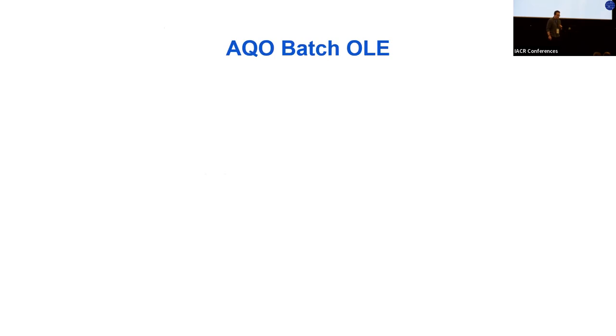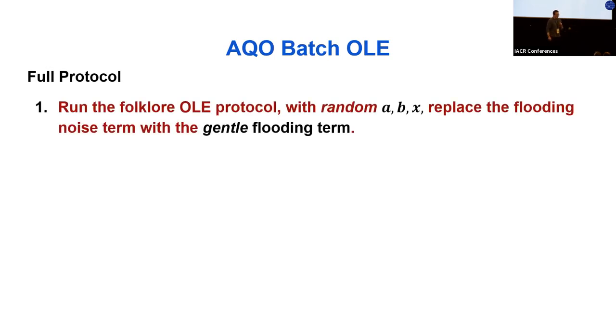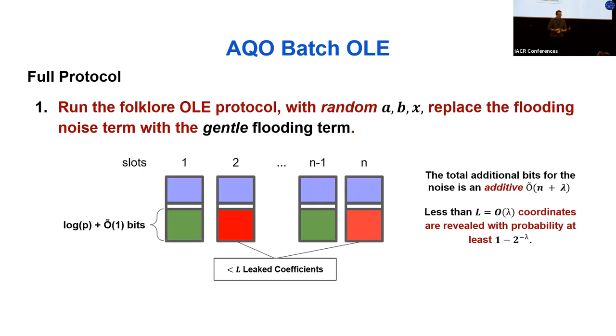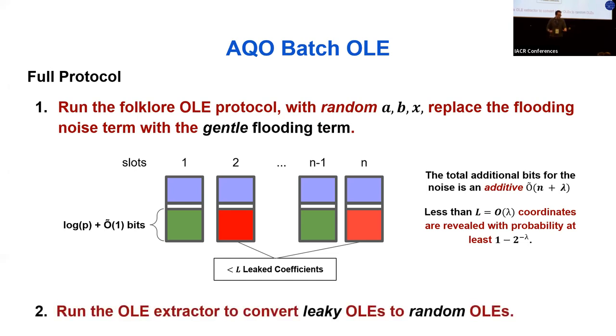Okay, so what's our full AQO batch OLE protocol? We start with the folklore OLE protocol from additively homomorphic encryption, we use a random A, B, and X, and we replace the flooding term with a gentle flooding term. So this will allow us to add only roughly log n extra bits of noise per term. And this will give us a bound on the number of leaked coordinates, call it L. And L is going to be order lambda. So we only have order lambda coordinates leaked with very high probability. And then we can take this leakage bound L and plug it into the OLE extractor to get our random OLEs out.